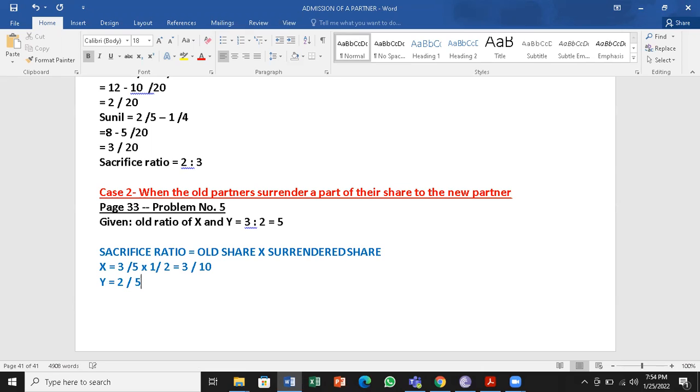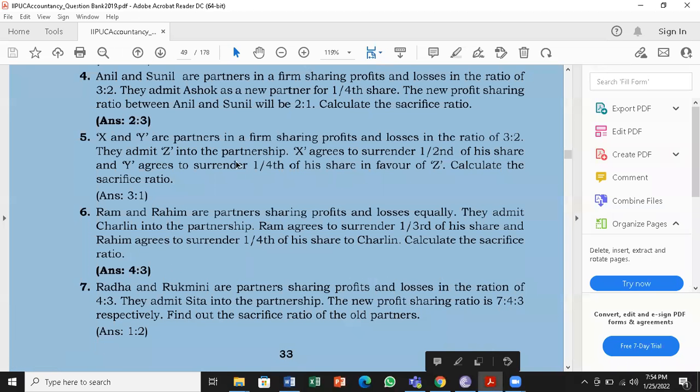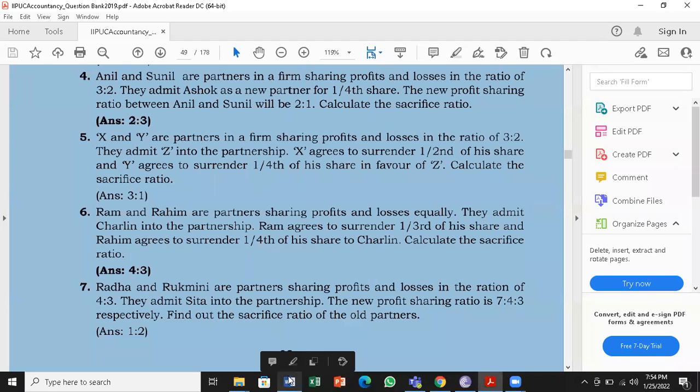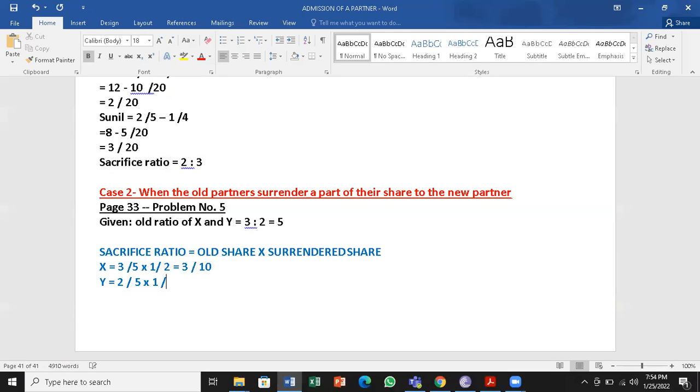Next for Y, same formula: old share multiplied by surrendered share. So how much is Y sacrificing? Y is surrendering 1/4 share. Remember, 1/4 share. So into 1/4. Again, numerator into numerator, denominator into denominator: 2 by 20.